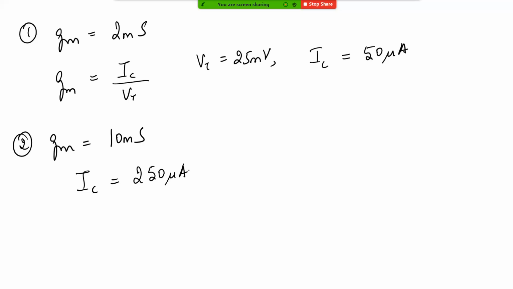Now, how can we make 50 microamp of current flow through our transistor, or how can we make 250 microamp of current flow through our transistor? How can we do that? Sir, we can put a current source. Okay. Where will you put the current source?